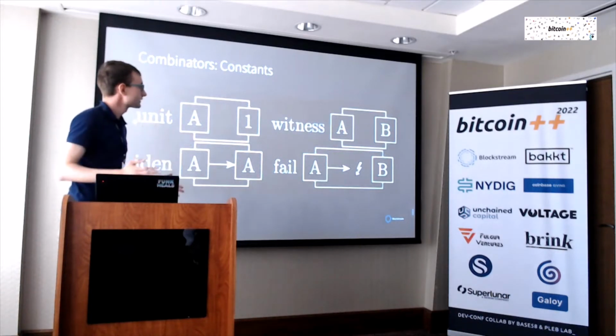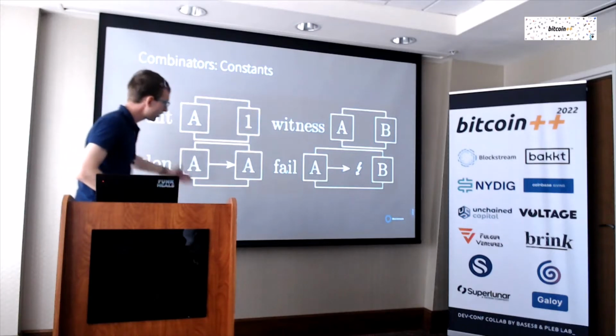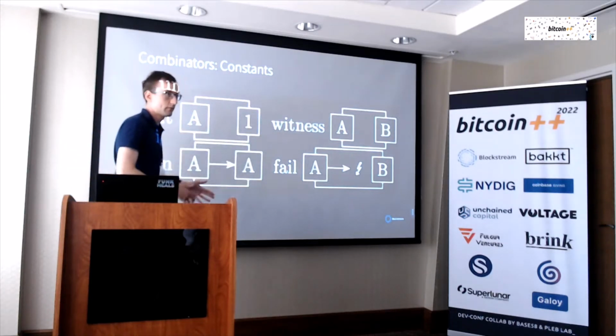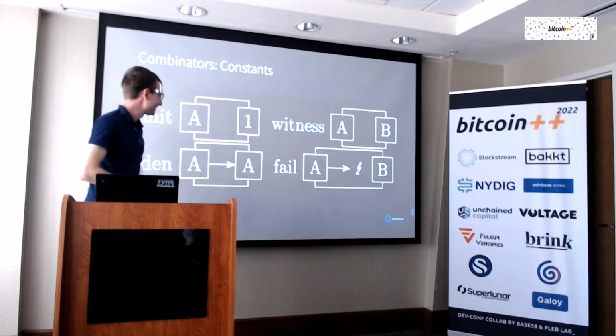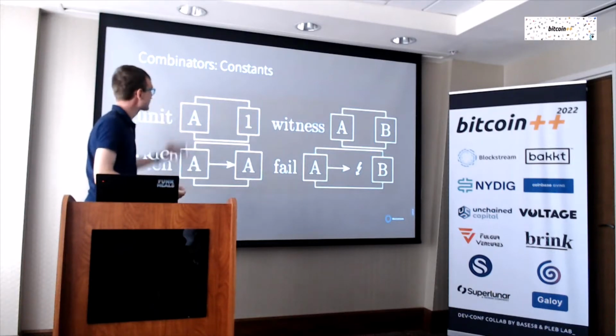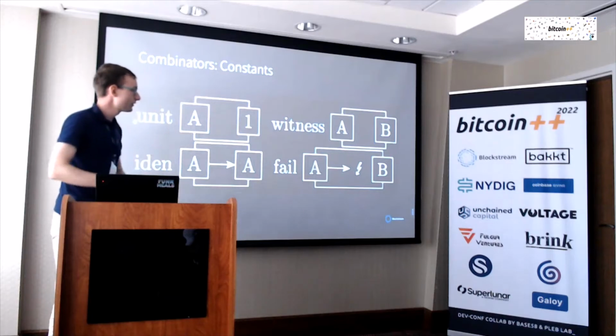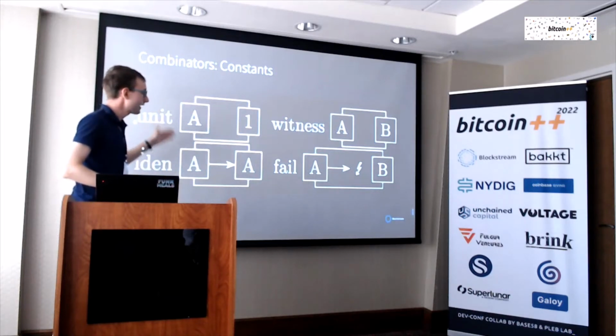So those are the constants, right? This is how we start making our circuits. Those are already circuits, right? Those are completely programs. But those, on their own, they don't really do anything. So it's about how we can combine those. That's why they're called combinators. How we can build larger circuits out of these atoms.